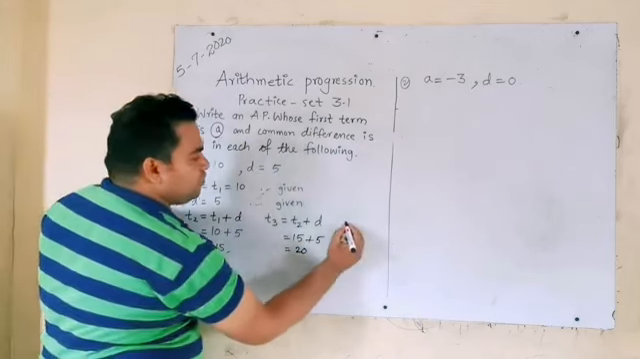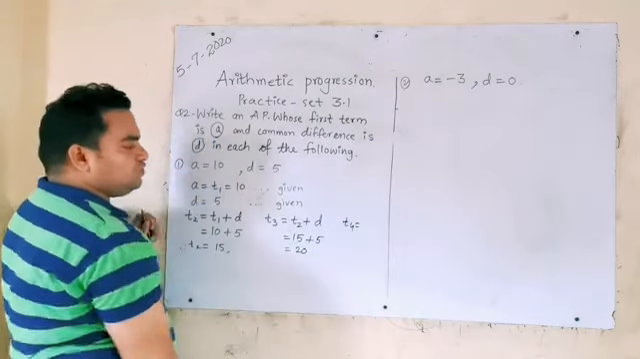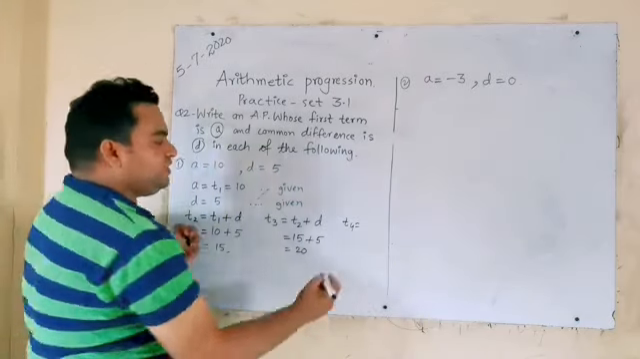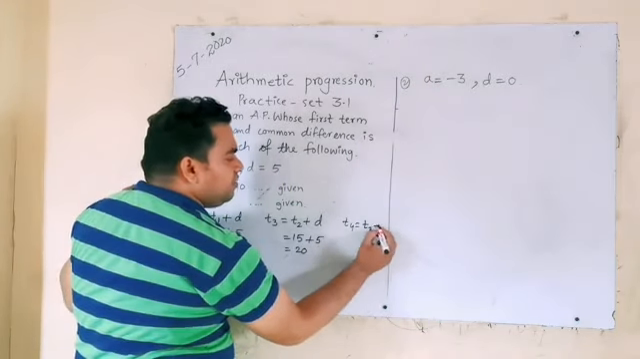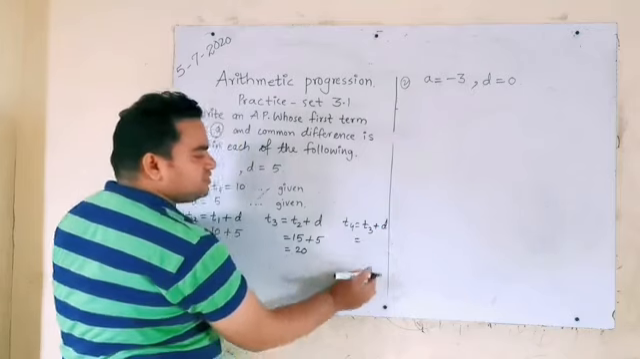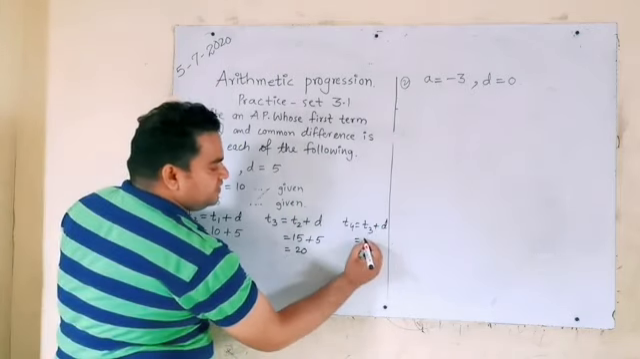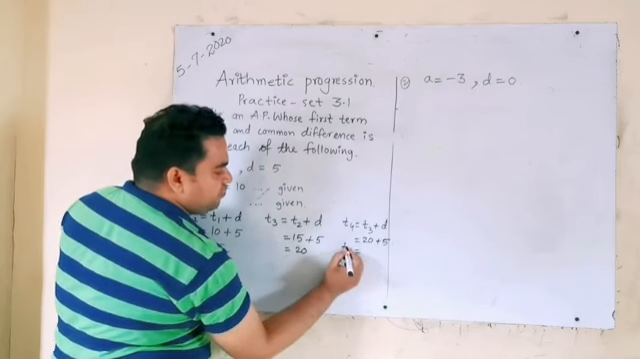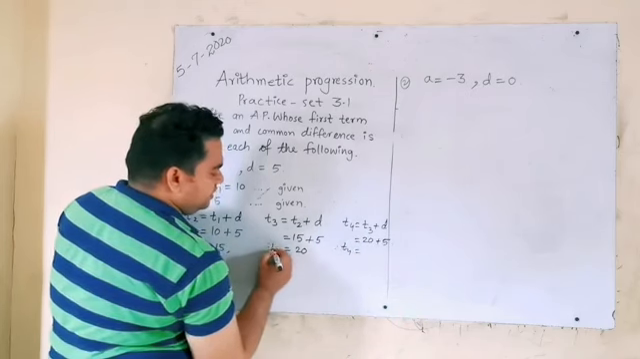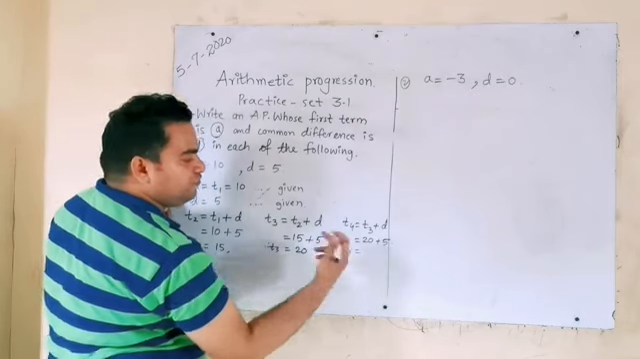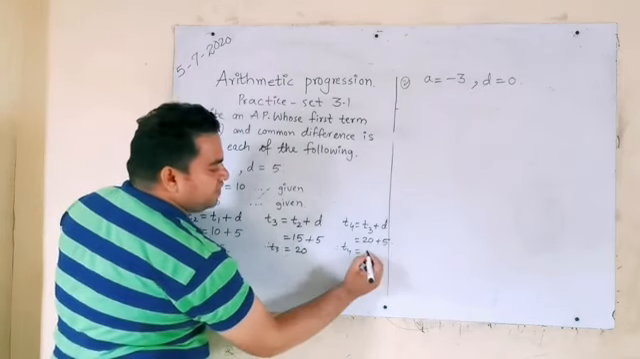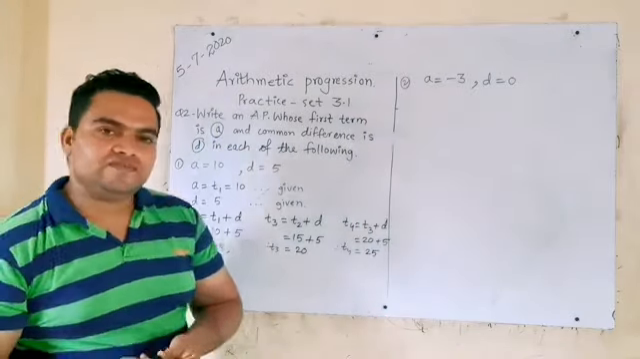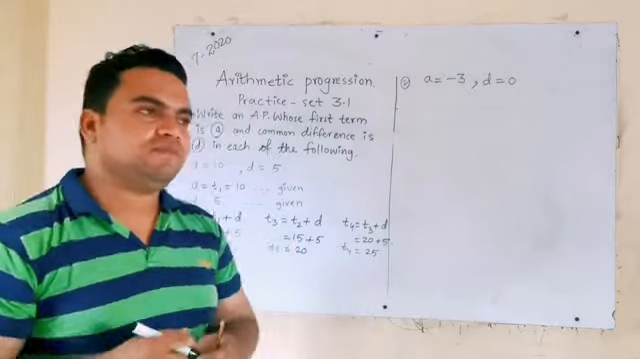Now next, T4. You want T4. So what will you do? You will take the previous number, that is term 3, T3. T3 plus d, that is the common constant difference. T3 was 20 plus 5. So T4 will be, since T3 was 20, by adding 5, 25. So four terms are enough to show a sequence of an arithmetic progression.